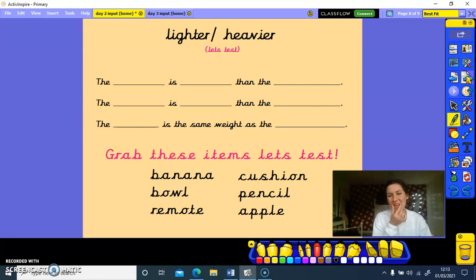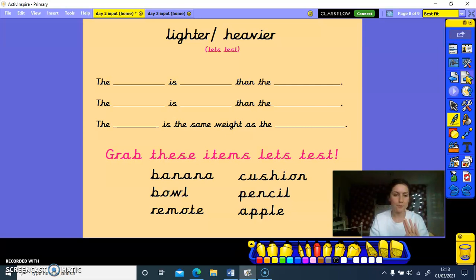Okay, so we're going to do a test now. I'm going to leave this on the screen for you, and I want you to grab these items. If you don't have a banana and it's one of these items, that doesn't matter. You can just switch it up to something similar. So I've said if you could find a banana, a cushion, a bowl, a pencil, a remote, and an apple, and then you are going to test to see how the sentence should sound.